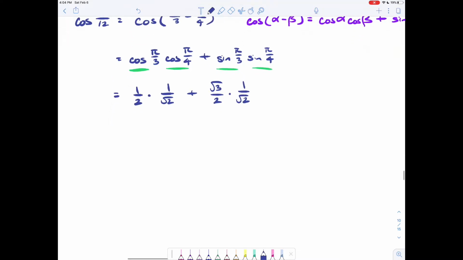In our next step, we know that our denominator is 2 root 2. And our numerator, we've got 1 times 1 plus root 3 times 1, which is that. And for good form, let's just rationalize the denominator. And we'll end up with root 2 plus root 6 all over 4.